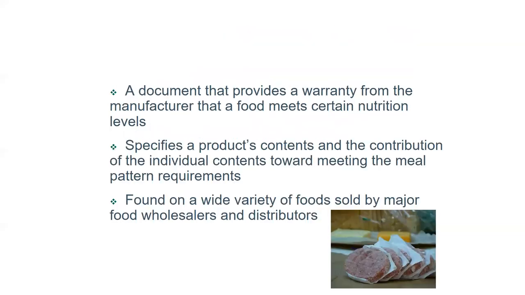So what is a child nutrition label? Well, a CN or child nutrition label is a document that provides a warranty from the manufacturer that a food meets certain nutrition levels. It specifies a product's content and the contribution of the individual contents toward meeting the meal pattern requirements in SFSP and other child nutrition programs. It is found on a wide variety of foods sold by major wholesalers and distributors.